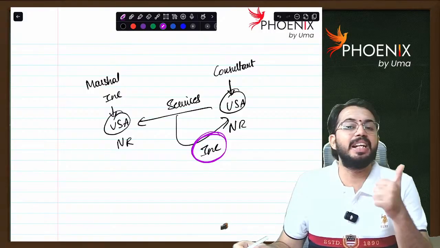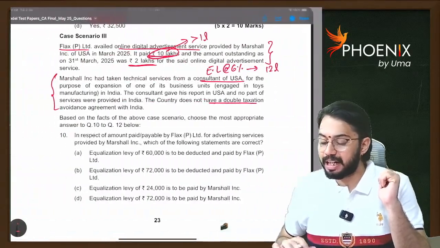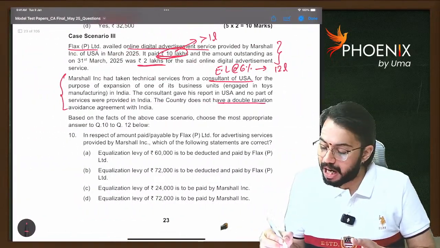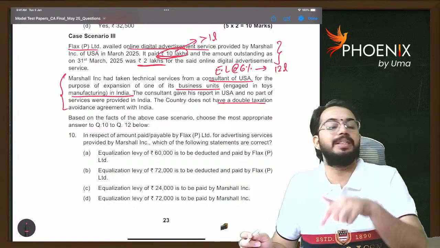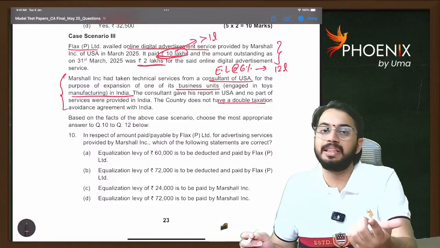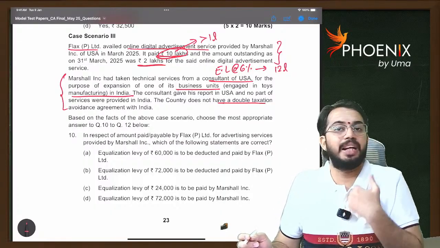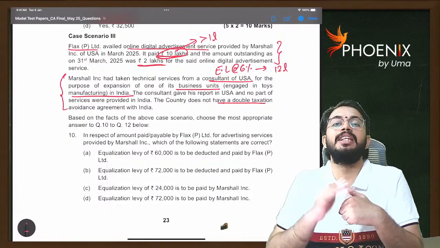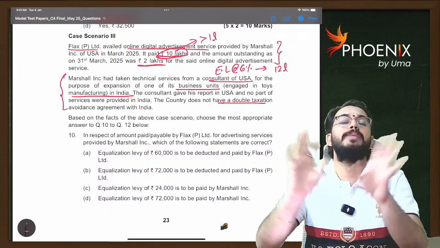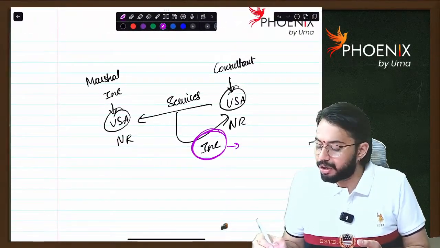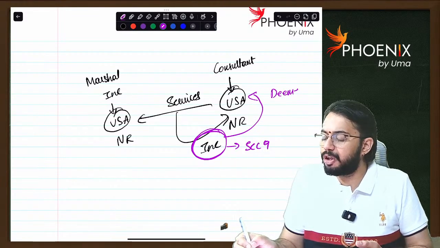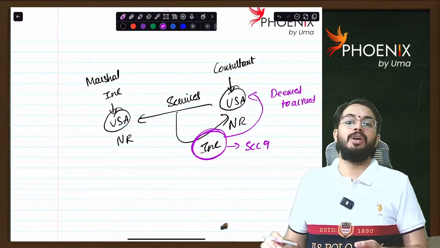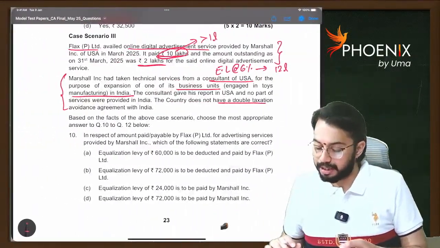But why is the consultant providing services? Consultant is providing services with regard to business units in India. With regard to any business in India, if any technical services are provided and fees for technical services is received, that fees for technical services will be considered as deemed to accrue or arise in India. So here section 9 is applicable and this income will be considered as deemed to accrue to consultant. Are you able to understand? As it is deemed to accrue to consultant, it is taxable to consultant.